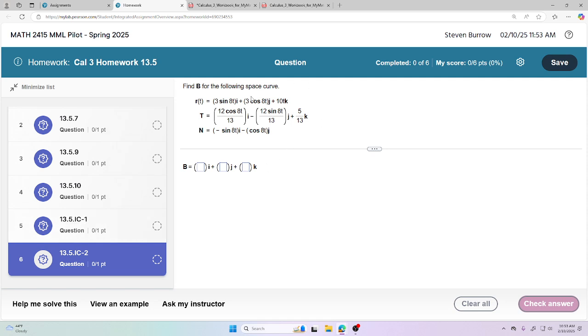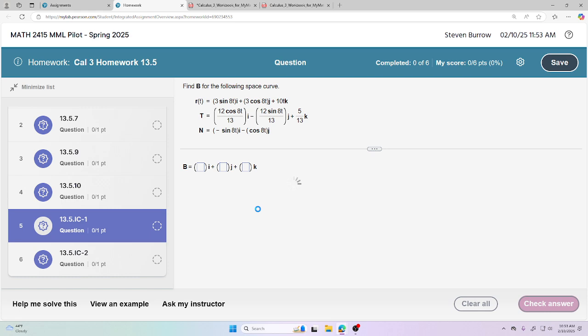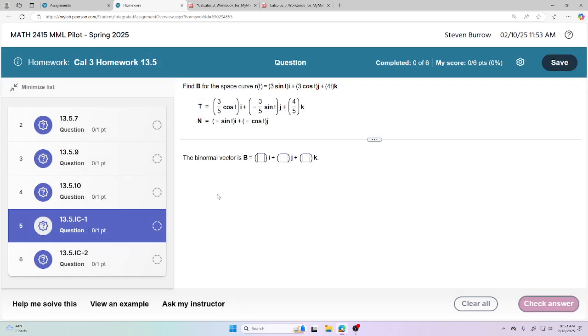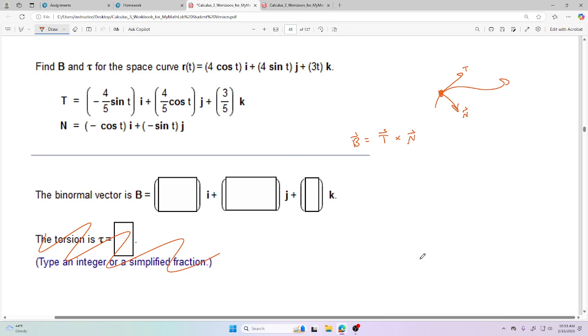None of y'all are looking. See, T and N, don't they look the same? The only difference between this and the other ones is that they don't have the torsion part of it. But see how they're literally identical? So even with the sines and cosines. So that's your homework. You're good to go. We're doing the right thing.